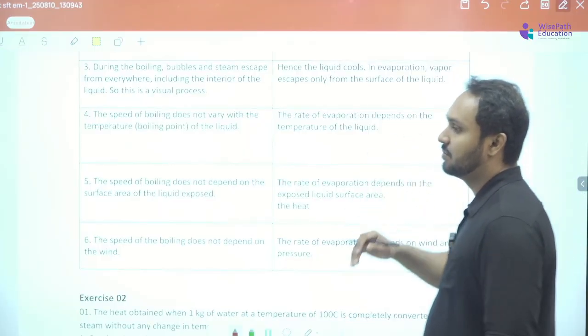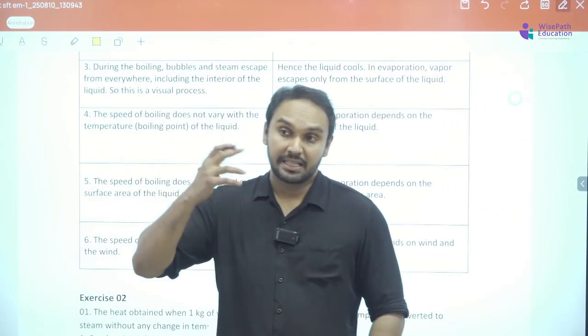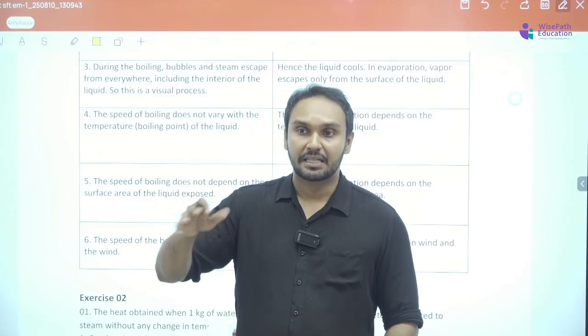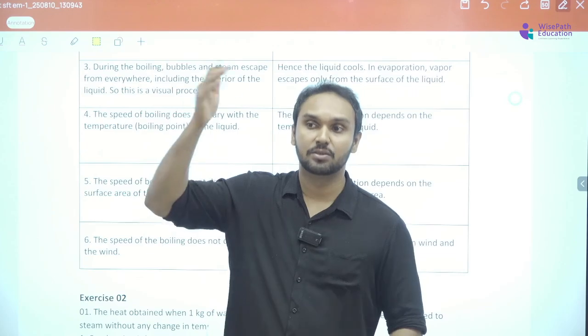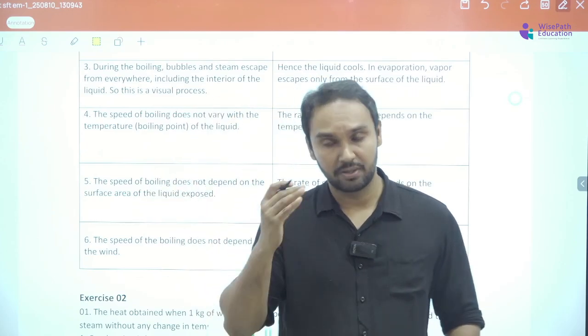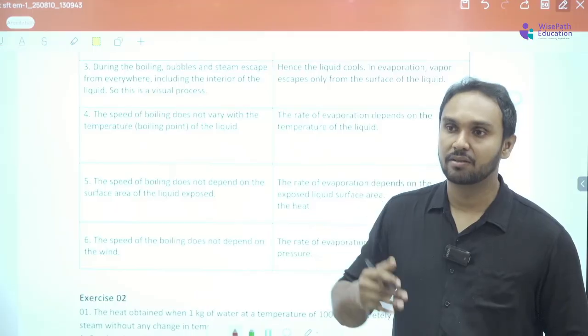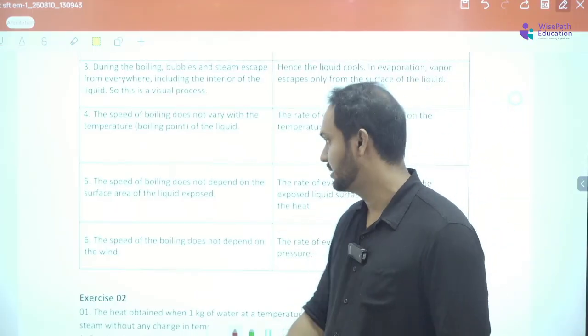But when it comes to evaporation, what happens? When the temperature is increasing, what happens? The internal energy has to increase, so the evaporation is also increasing. Get it? So evaporation depends on the temperature, because when temperature is increasing, evaporation is also increasing.